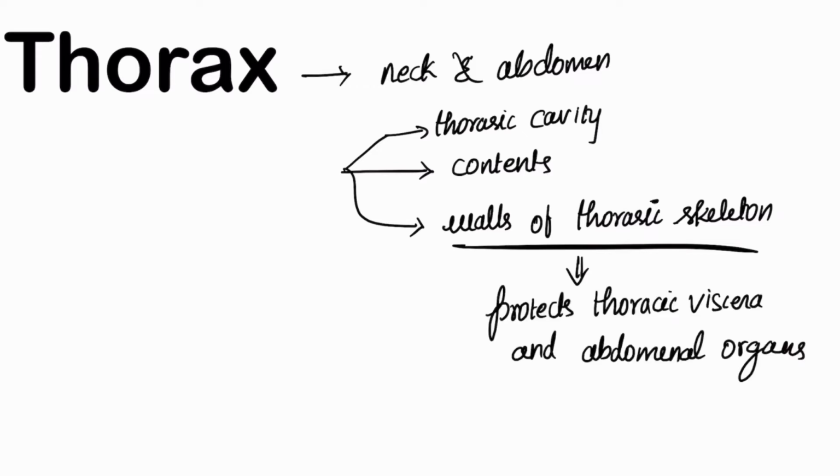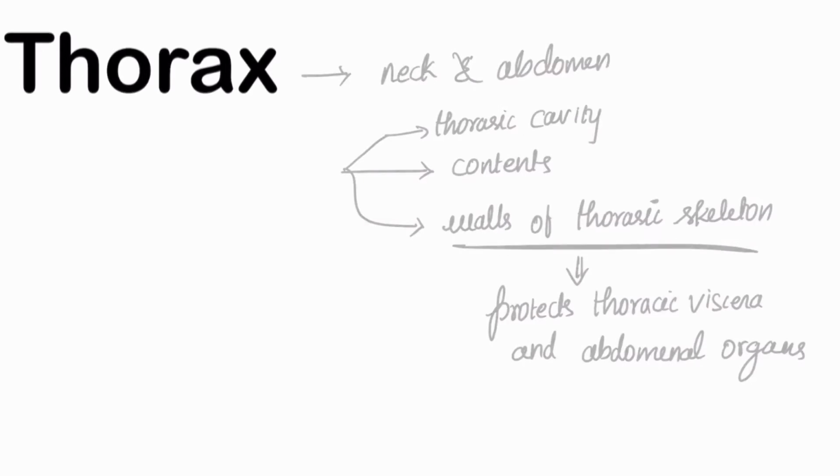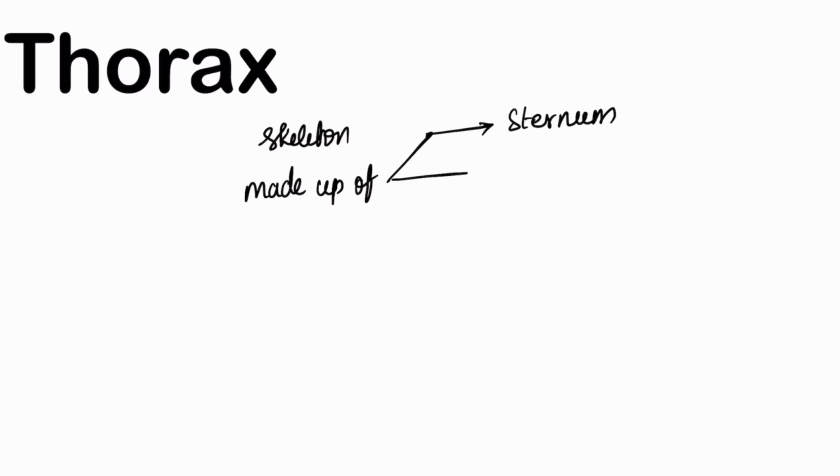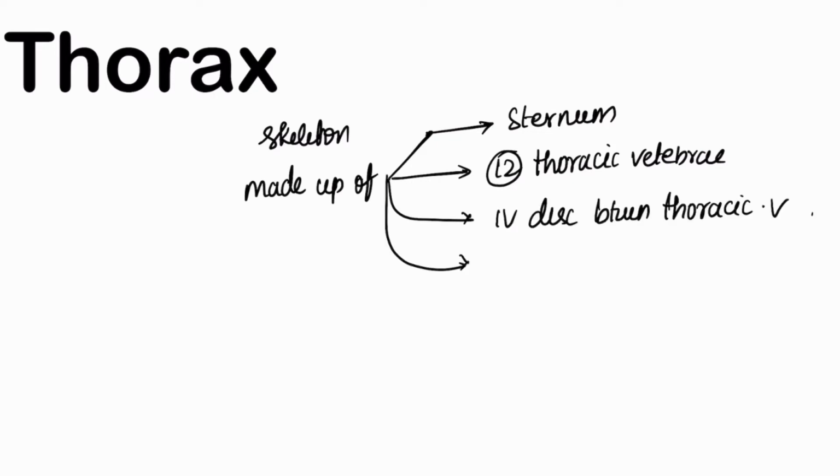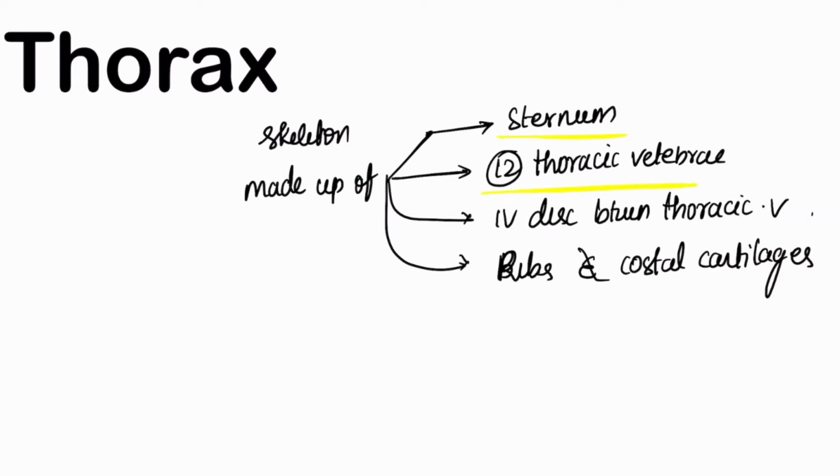Now let us discuss the skeleton of the thorax. The skeleton of the thoracic wall is made up of the sternum, 12 thoracic vertebrae, the intervertebral discs between the thoracic vertebrae, ribs, and their costal cartilages. We have 12 ribs and 10 costal cartilages.